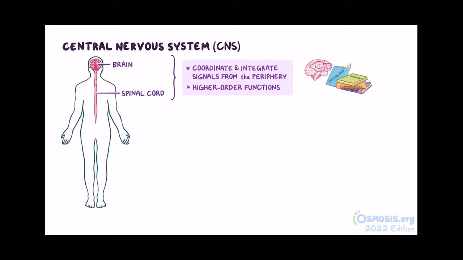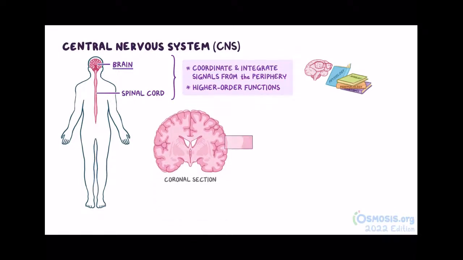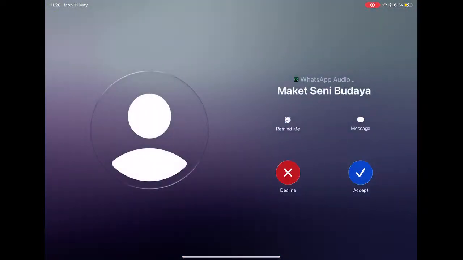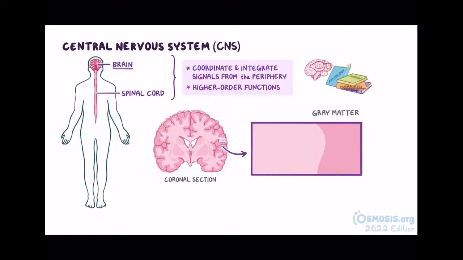Let's start with talking about gray and white matter. Let's look at a coronal section of the brain. Note that the brain tissue has 2 different colored areas. Gray matter forms the outer portion of the brain and is the place where neuron cell bodies are found. This outer portion of the brain is often referred to as the cerebral cortex.